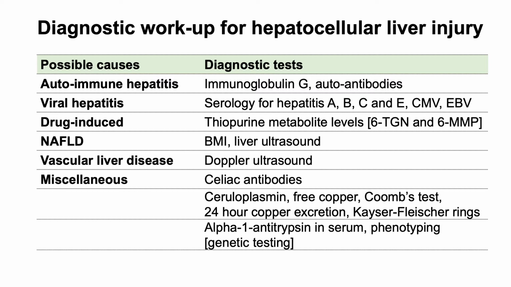Non-alcoholic fatty liver disease with liver ultrasound and vascular liver disease with Doppler ultrasound. Other diseases that can cause hepatocellular injury include celiac disease, Wilson disease, and alpha-1 antitrypsin deficiency. I would like to dig a bit deeper into two of the possible causes, namely autoimmune hepatitis and thiopurine-induced hepatotoxicity.